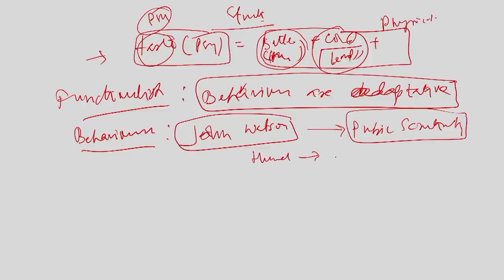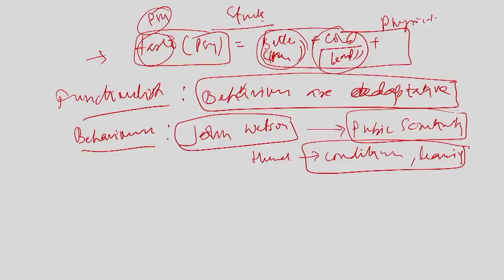Now, there is no way to study the mind. And so, how do we study psychology using behaviorism? So, what behaviorism said is, human behavior is influenced by conditioning and learning. So, people behave in certain ways because they are conditioned in certain ways, because they learn that certain acts are rewarded and certain acts are not. And this is what is called the famous S-R psychology.